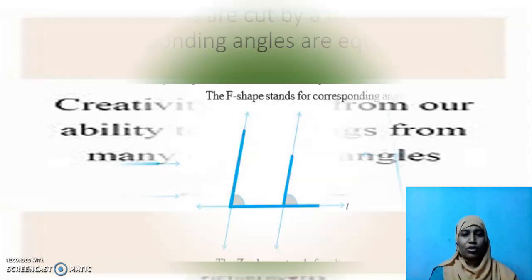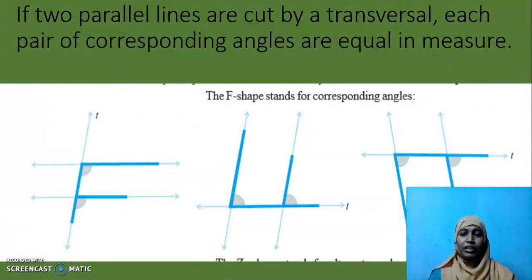Okay children, so let us have a small recap of what we learned in the previous session. New concept: if we have two parallel lines, the line which is touching these two parallel lines at different points is called a transversal. If we have a transversal across parallel lines, the corresponding angles are equal. What angles will be equal? Corresponding angles will be equal in measure.